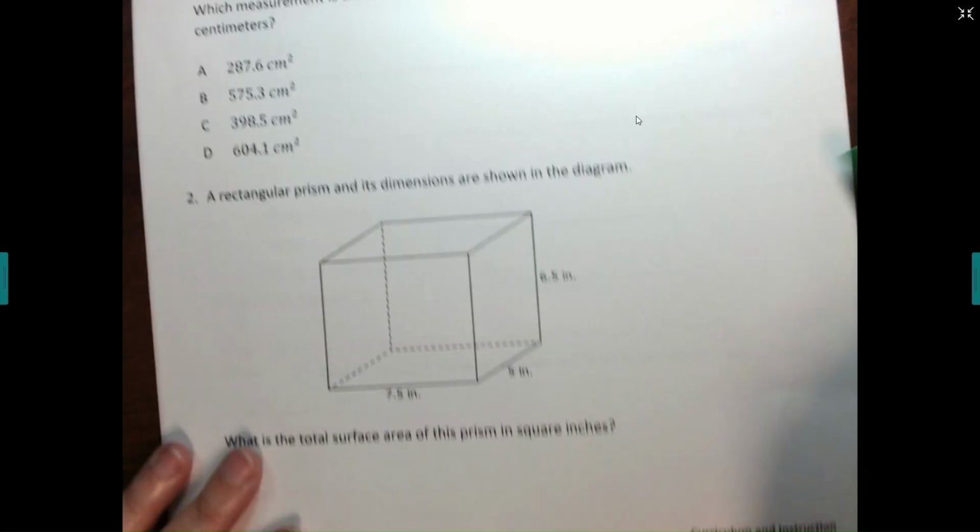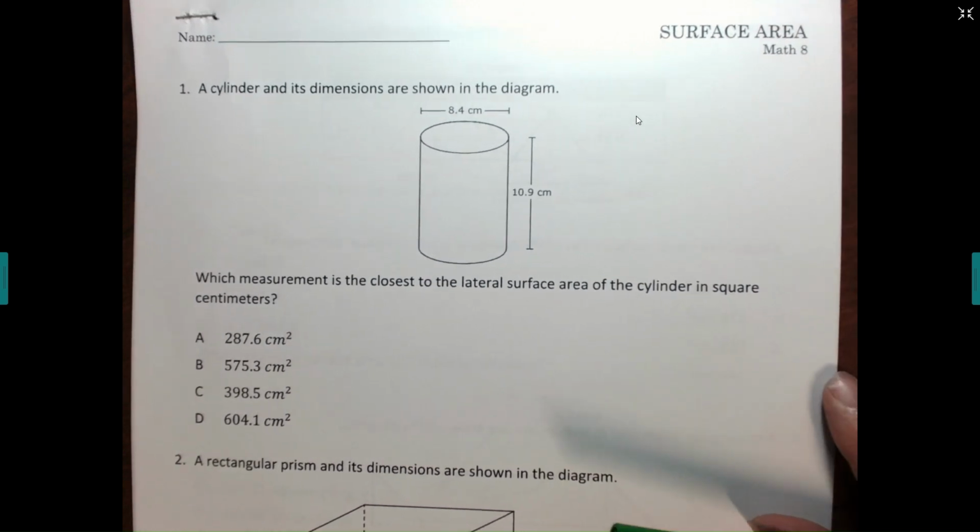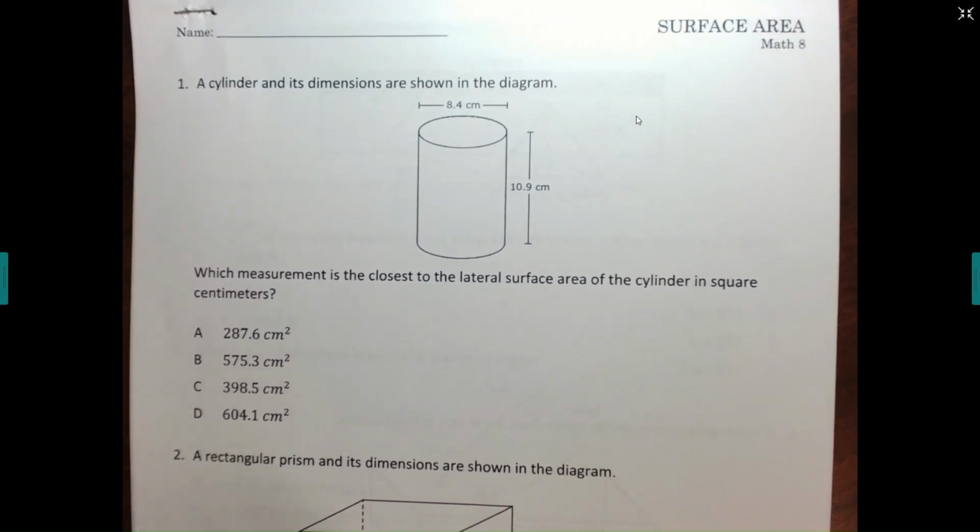All right, here we go. Everybody ready? Okay, if Miss Colvin writes it, you write it on your paper if you missed it.